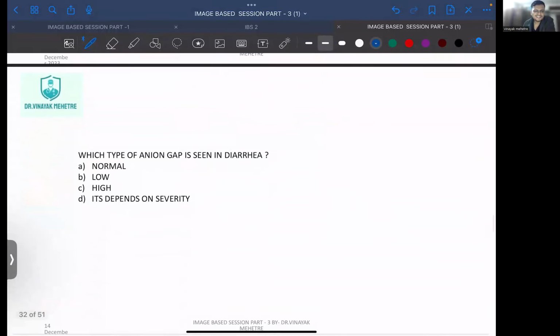Moving ahead. Important topic. Which anion gap is found in diarrhea? Anyone? It is a normal anion gap. What is the value of a normal anion gap? It will be 8 to 14. If it is in this range, it is called a normal anion gap.